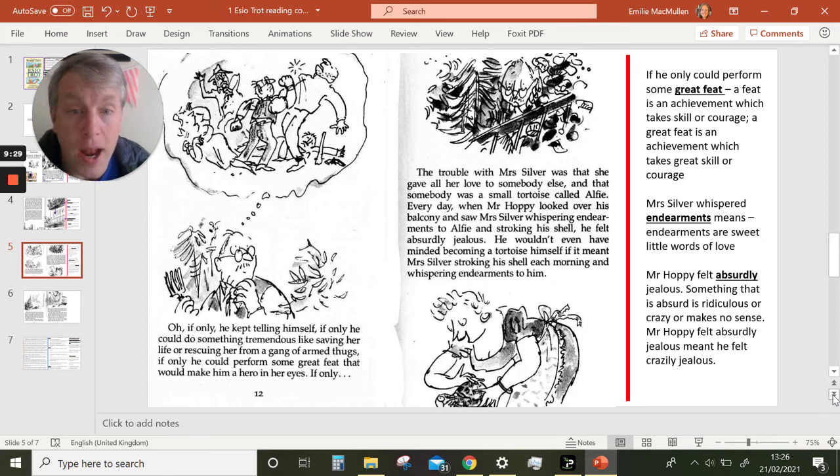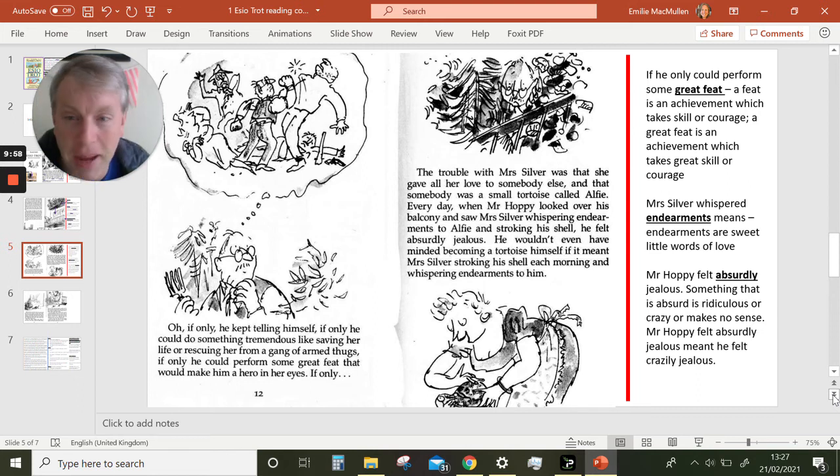Every day, when Mr. Hoppy looked over his balcony and saw Mrs. Silver whispering endearments to Alfie and stroking his shell, he felt absurdly jealous. He wouldn't even have minded becoming a tortoise himself if it meant Mrs. Silver stroking his shell each morning and whispering endearments to him.